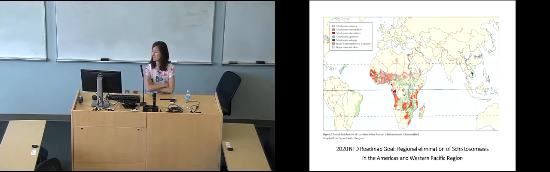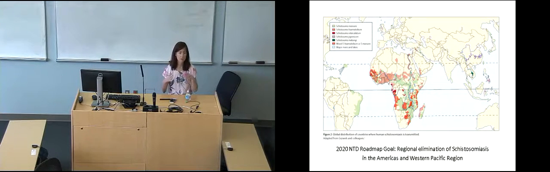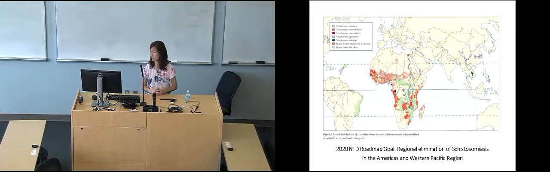But the other challenge that the roadmap decided to tackle is the issue of elimination. Can we get rid of schistosomiasis in the regions where control has been rolled out? Can we push past just drug distribution into elimination? So the global health community is aiming to eliminate schistosomiasis transmission in regions of the world, including the Americas and the Western Pacific region by 2020. Very ambitious goal, and we can talk at the end about what the probability of reaching it might be.